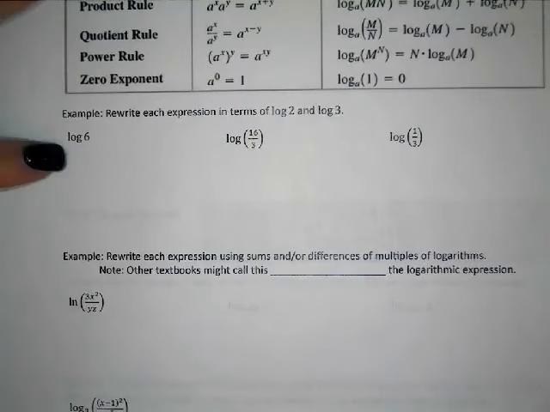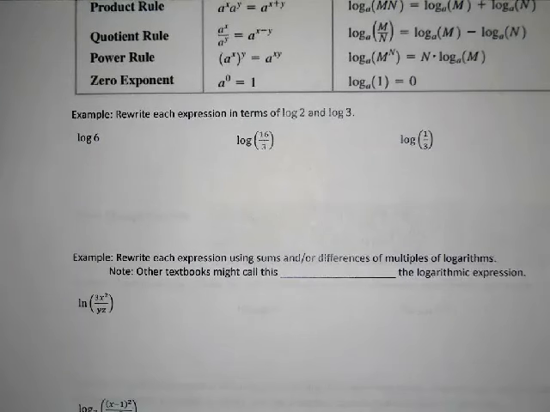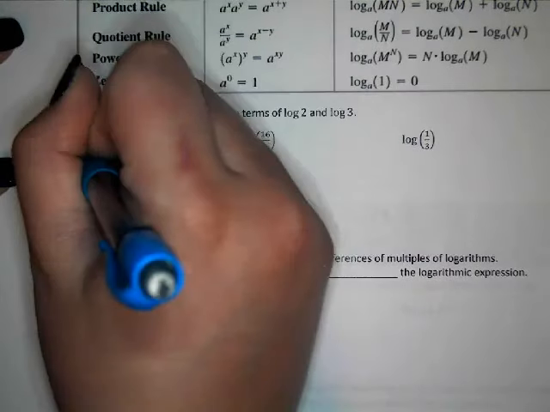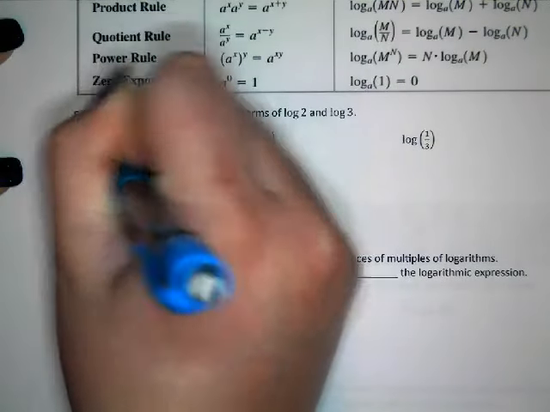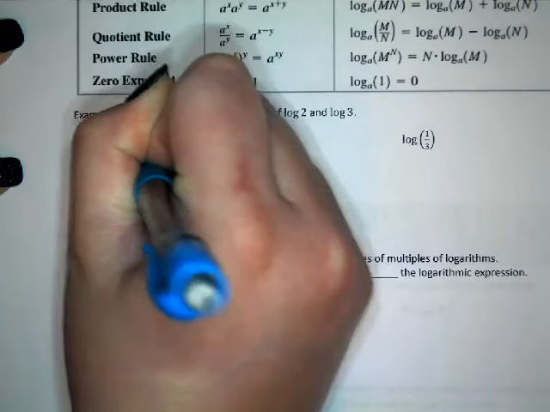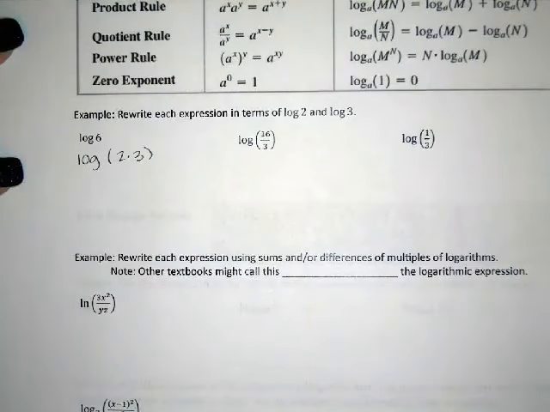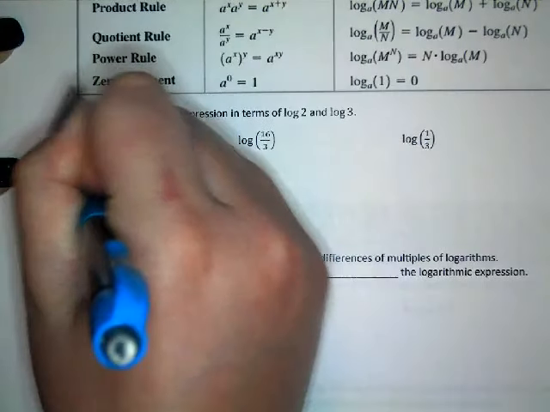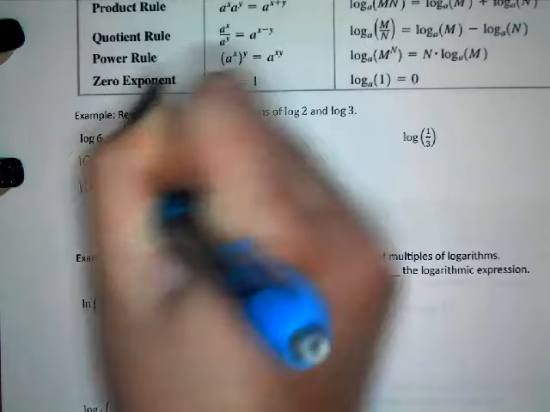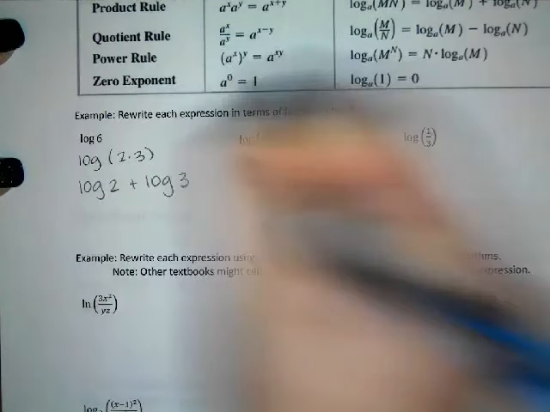So if we're trying to create log 6, I have to think about what I can do with 2 and 3 to get to 6. And most of us would probably be like, yeah, I should rewrite this as 2 times 3. 2 times 3 is 6. So if I need to have log of 2 times 3 to get that 6, then this would be log 2 plus log 3. Technically, this is right.